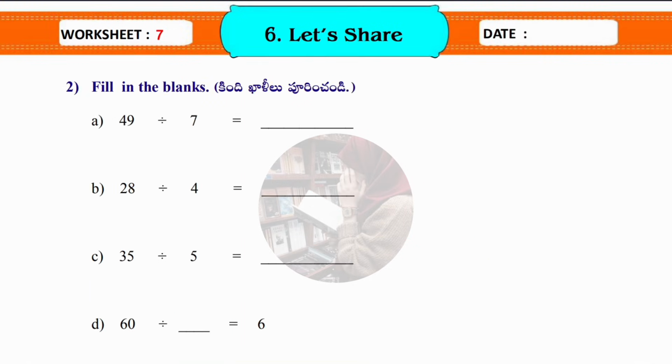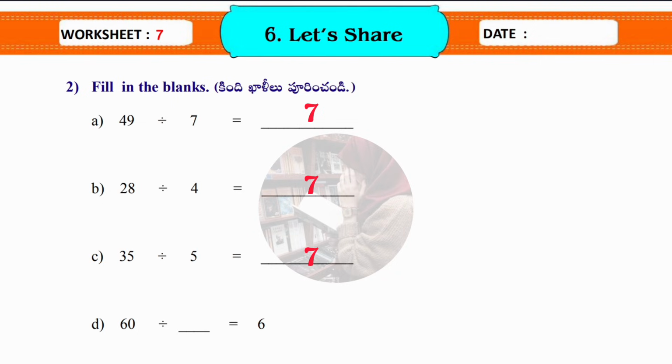Okay, let's see this. The first one is 49 divided by 7 is blank, since 7 7s are 49. So write down 7 in the blank. Next, the second one. 28 divided by 4. So 7 4s are 28. Okay, write down 7 again.